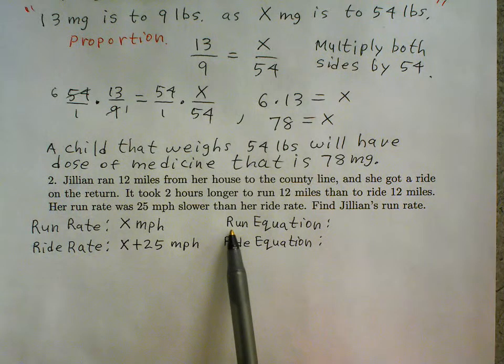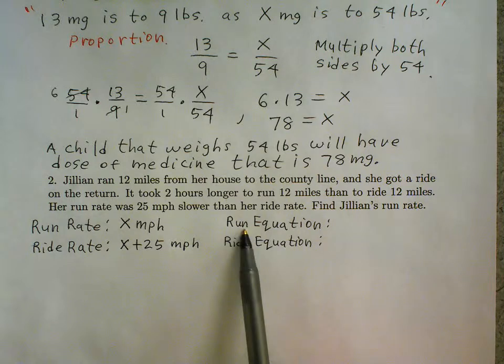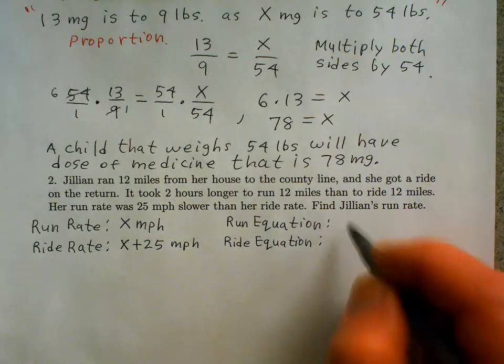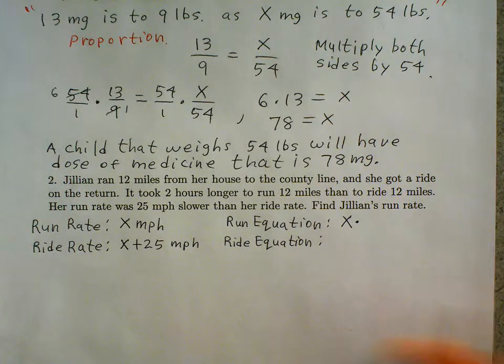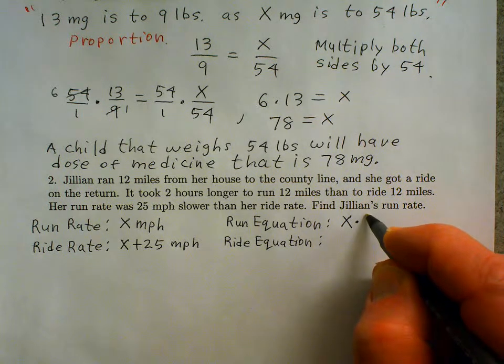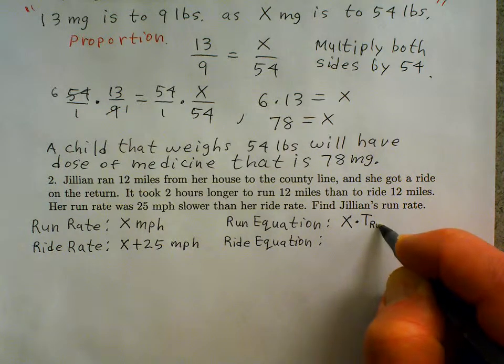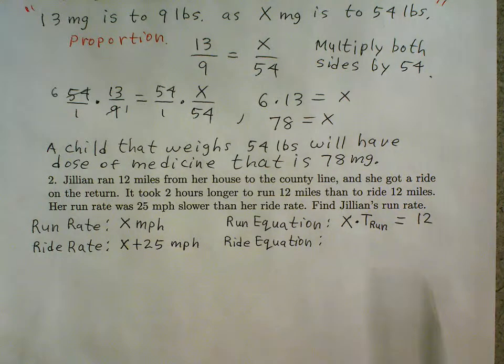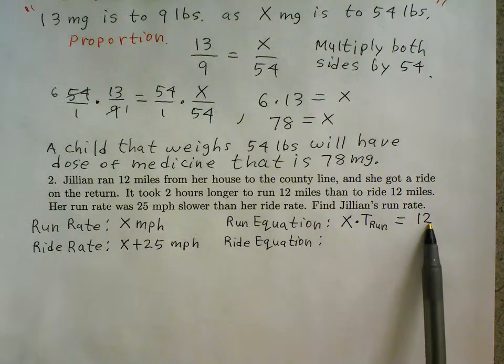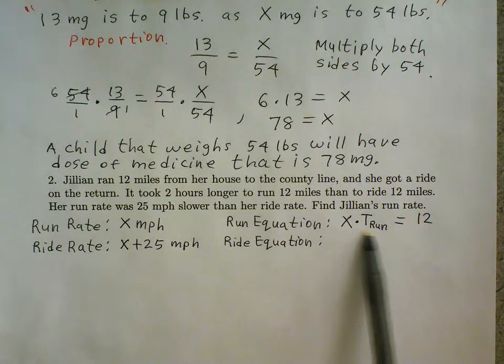Okay, so when Jillian was running, her rate is X miles per hour. For now, I'll represent the amount of time it took as T sub run, and the distance is 12 miles. So this represents rate times time equals 12. This equation is the model for her running to the county line.